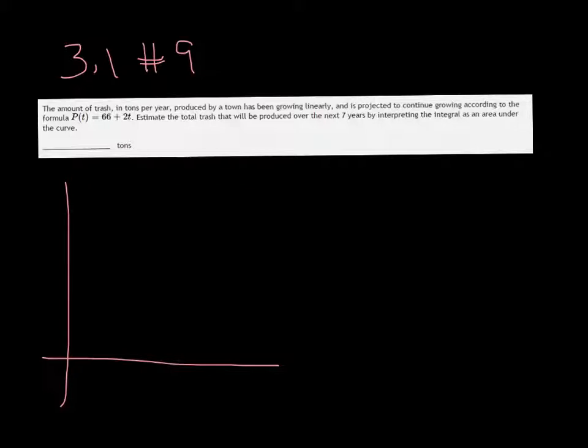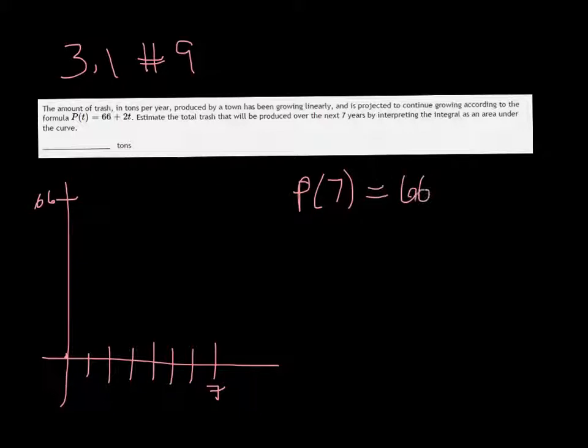It's 66 plus 2t, that means it's got a y-intercept of 66, and so that would be P(0), and we're going from 0 to 7. So at 7, we plug in to P(7). We get 66 plus 2 times 7, which is 80.